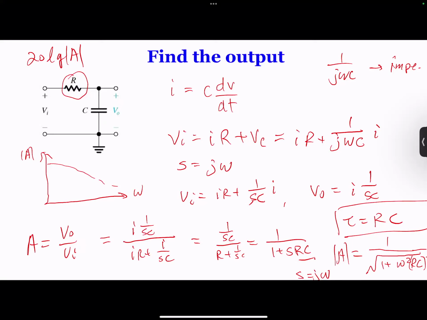So just take the gain, get the absolute value, get the logarithm, and then multiply by 20. This Bode plot is very important. People use this to represent how many dB of gain.